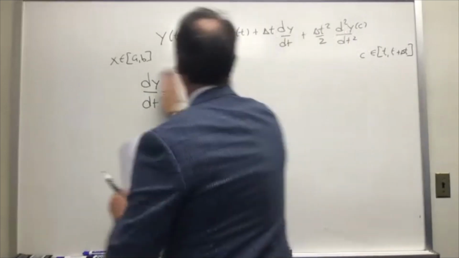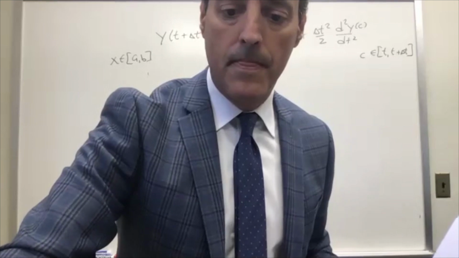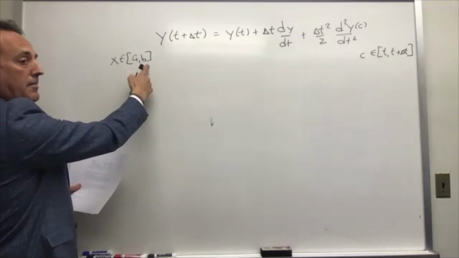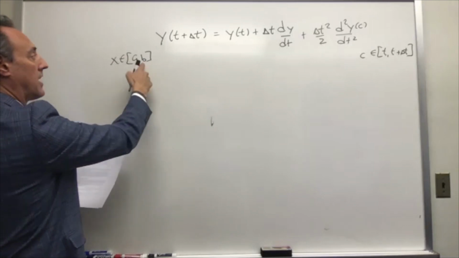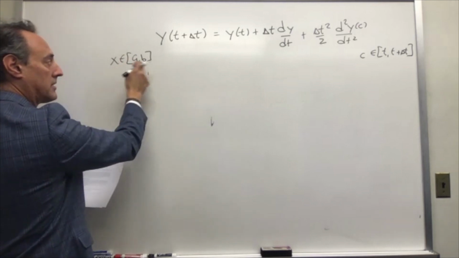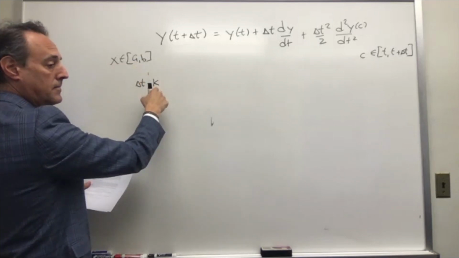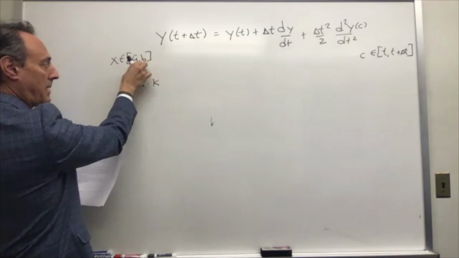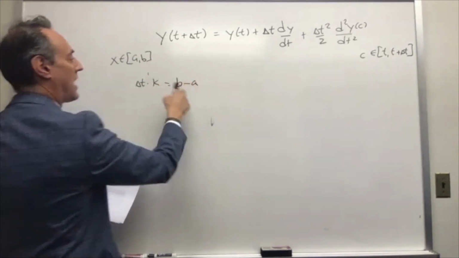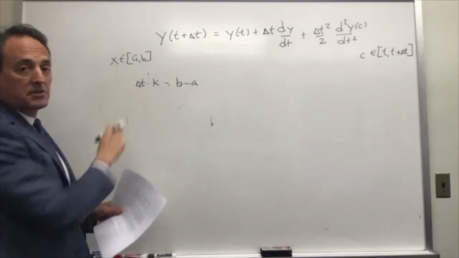Yes, a question? How did you get k equals (b minus a) over delta t? I follow that interval a to b, and I divide this interval up into delta t steps. I break this up and say there are k steps. So k times delta t is the span of the interval. This is the full length of the interval, chopped up into k pieces of size delta t.